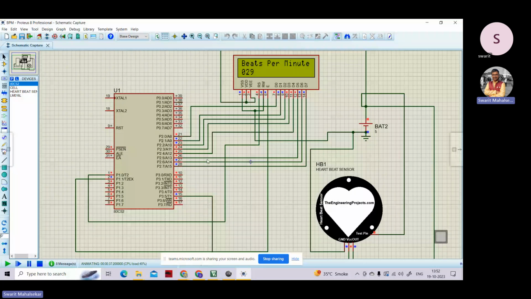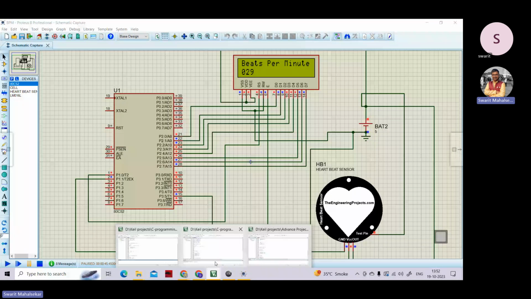Yeah, you see now it is almost constant, that is 29. So basically, we are getting around 29 bits within a minute. So this is how I had programmed this particular controller, and this particular thing, that is 0 to 9, it is visible because of this particular function, that is hex to ASCII.